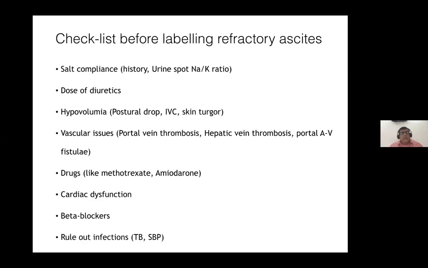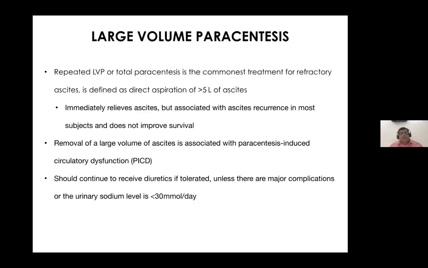And I would always rule out infections, tuberculosis infections, SBP, or infection elsewhere in the body before we label somebody as refractory ascites. So ascitic fluid tapping at this stage is mandatory to ensure that we are not missing out on a peritoneal infection. The first step is often large volume paracentesis.